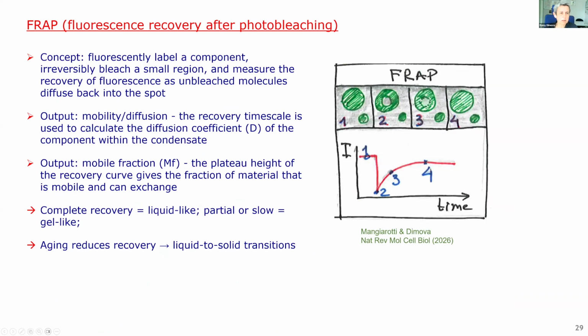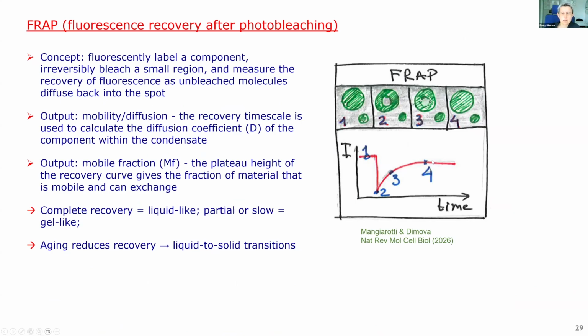And the last example is FRAP, fluorescence recovery after photobleaching. You can use a fluorophore that partitions in your condensate and then bleach a spot in your condensate and then monitor the intensity of this spot over time, which is plotted here.